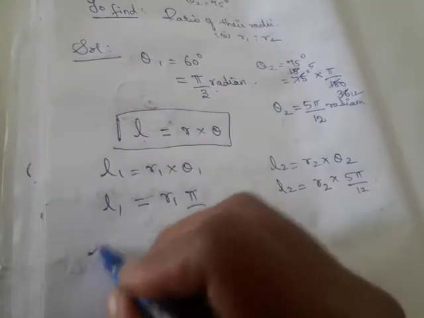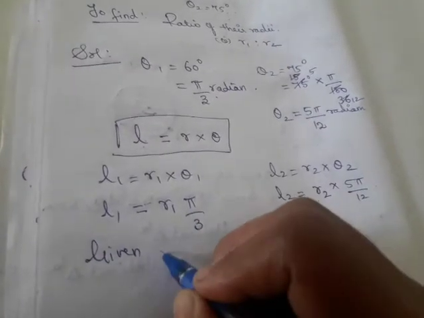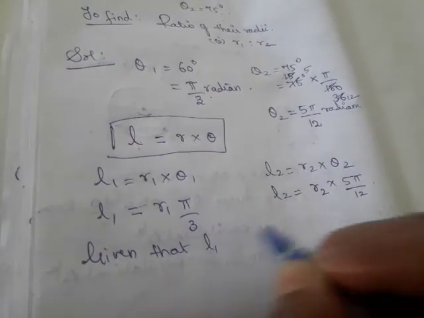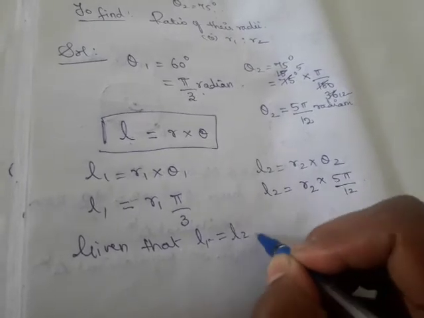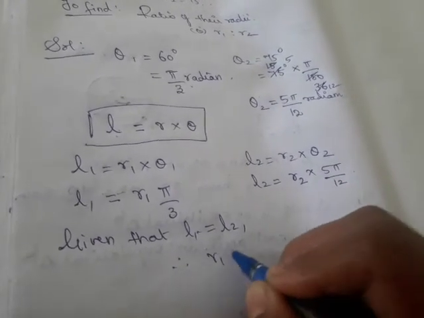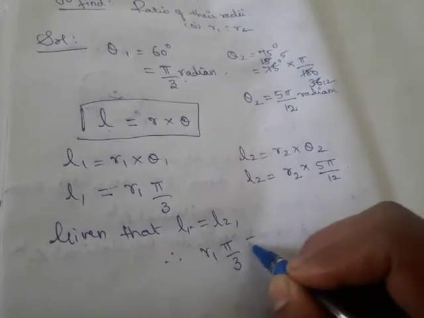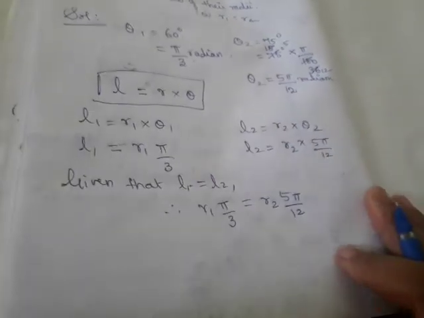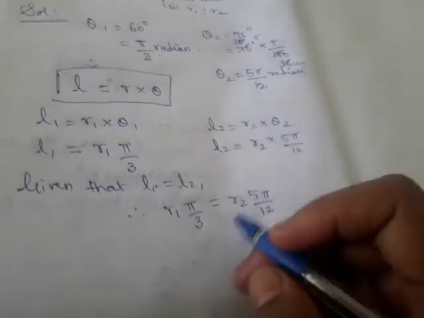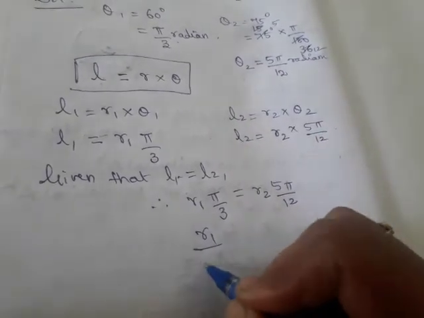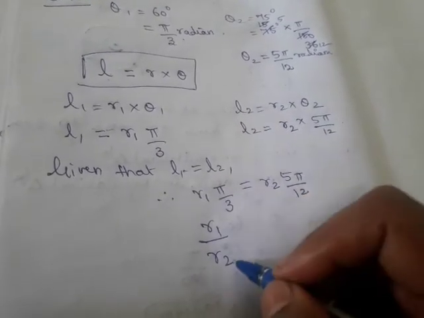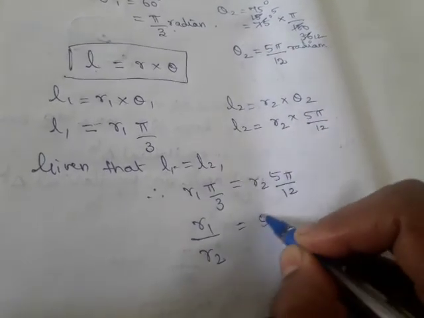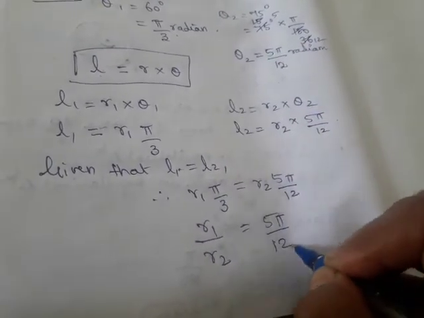Now given that, what is given? L1 equals to L2. Therefore R1 pi by 3 equals to R2 5 pi by 12. But we need the ratio of R1 and R2. So bring that R2 to the other side. R1 divided by R2 is equals to 5 pi by 12.